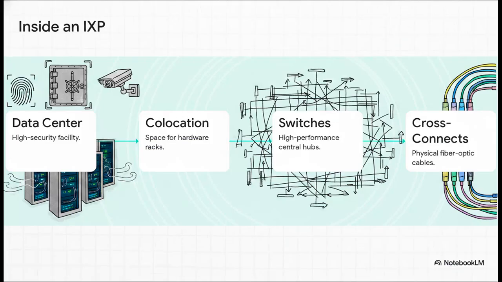So let's actually take a walk inside one of these hubs. First up, you approach a high-security data center. We're talking biometric scanners and man-trap doors. I know, it sounds like a booby trap from an Indiana Jones movie, but it's really just a highly secured double-door checkpoint. Once you clear security, you step into the colocation space.